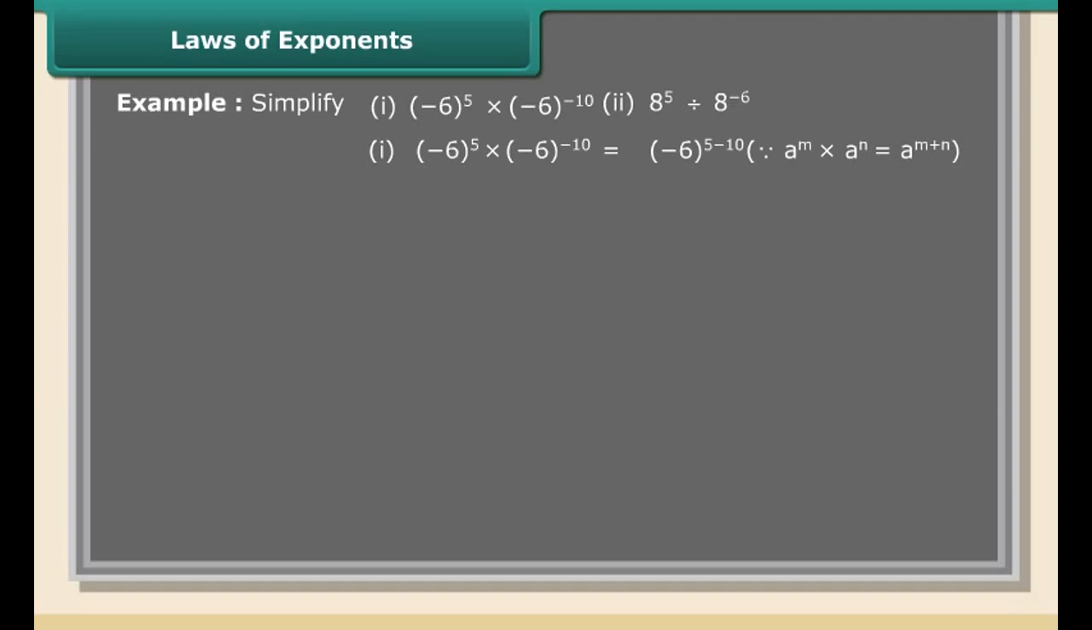Sixth law. If a is any real number, then a^0 is equal to 1.